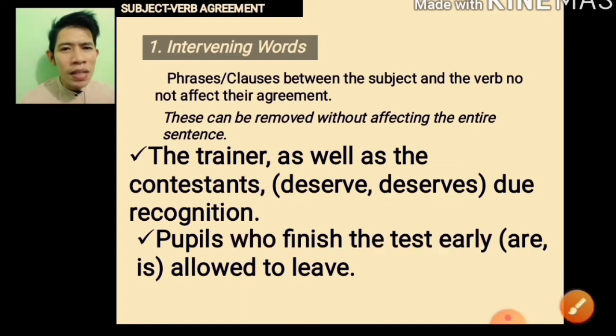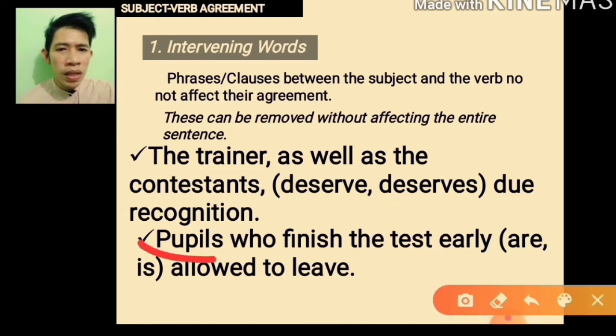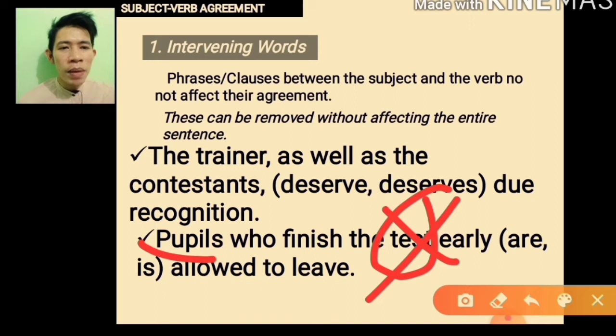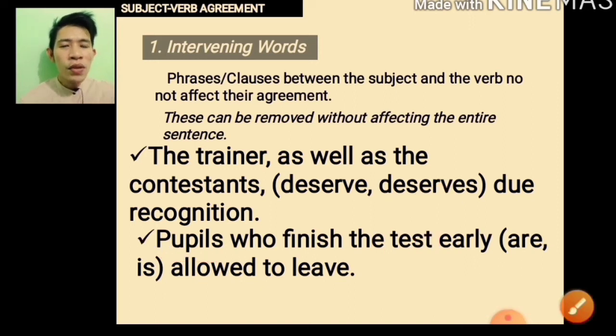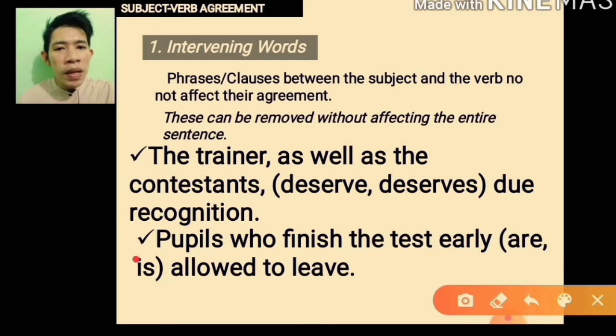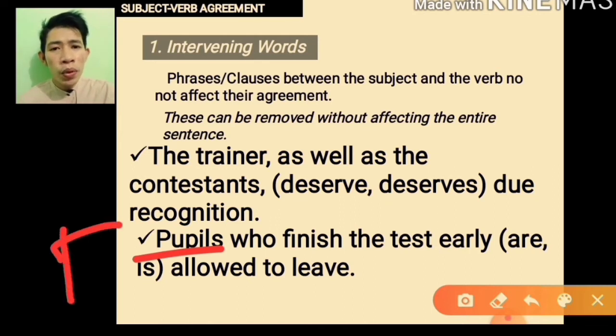Ang pinag-uusapan dyan ay ang pupils, di ba? Hindi yung test. Test, hindi yung ang pinag-uusapan natin. Ang pinag-uusapan natin is yung pupils. Okay? So, since pupils ang pinag-uusapan, what is that? Plural or singular? Okay, very good. That is plural. Bakit? Because it ends with S. Diba? Kapag plural, nag-end siya ng S, we're talking about nouns.